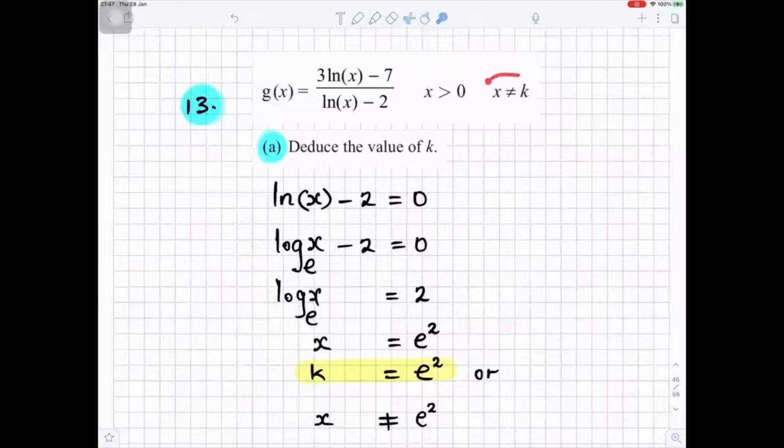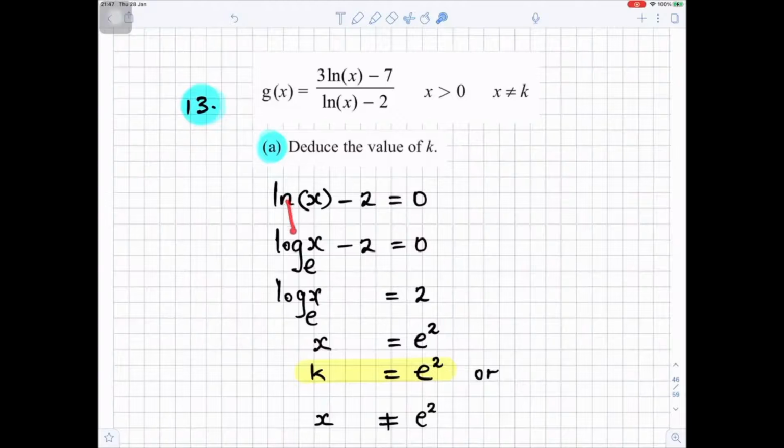So it says that x should not be equal to k. So we look at the denominator. You cannot divide by 0. So we don't want ln x minus 2 to be 0. Imagine dividing 2 by 0. Put it in your calculator, see what you get. So whatever is at the top, if you divide it by 0, you wouldn't get an answer. So you don't want ln x minus 2 to be 0.